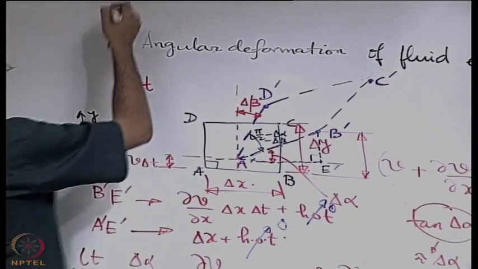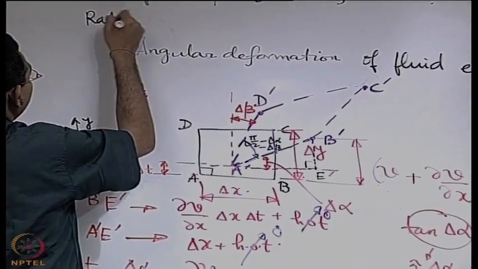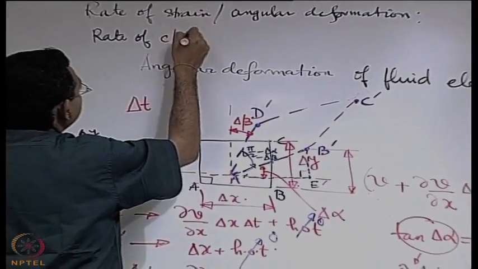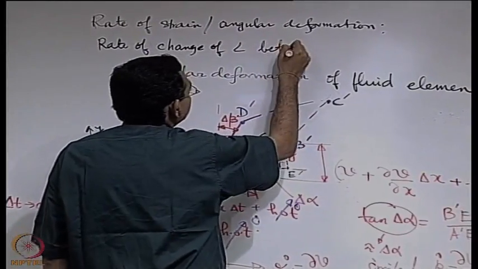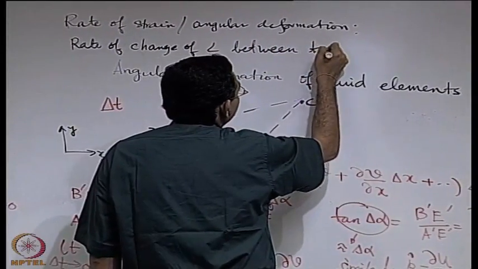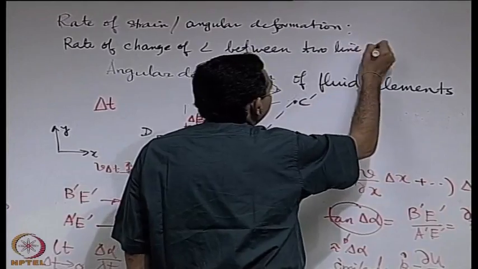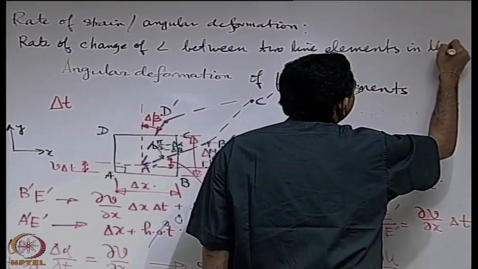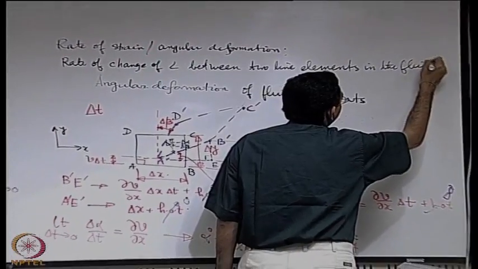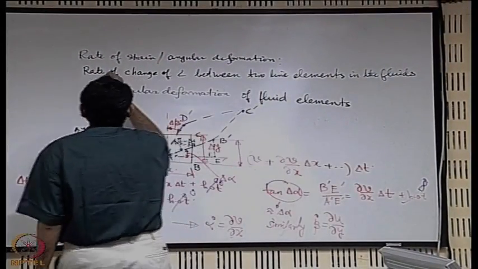So, what we are interested to find out is what is the rate of change of angle between two line elements in the fluid which were originally perpendicular to each other.